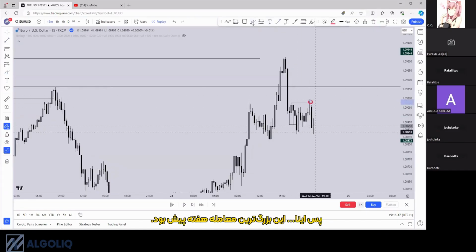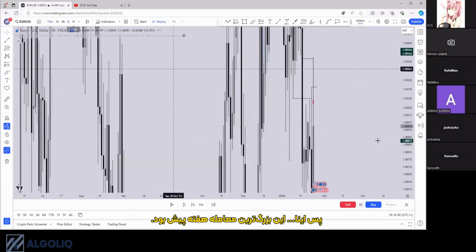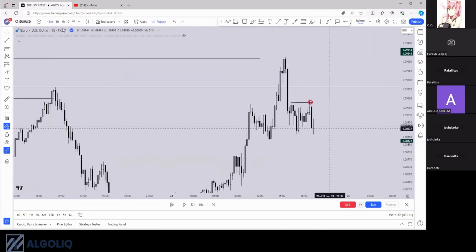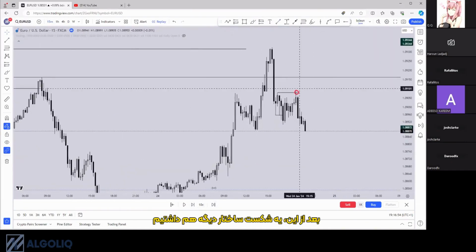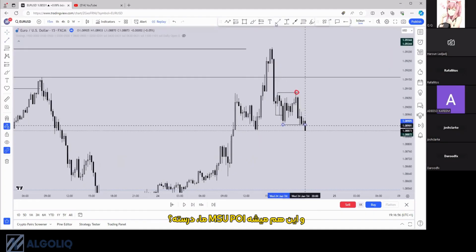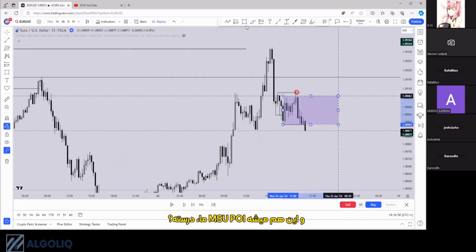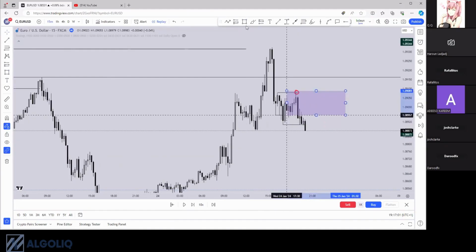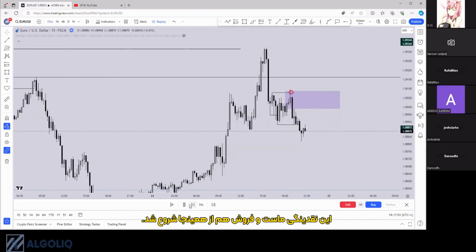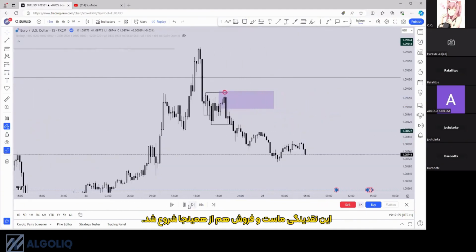So this was the biggest trade from last week. After this, we had another break of structure, and this also becomes our MSU POI, right? This is our liquidity, and that's where the sell came from.